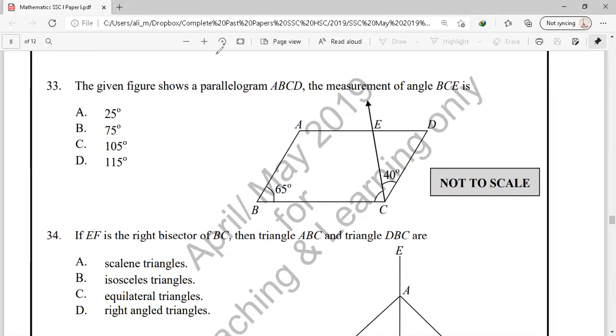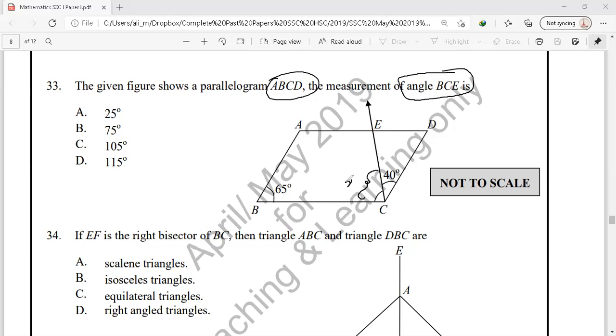So let's see question number 33. What we have in question number 33 is the given figure, which shows a parallelogram ABCD, and we have to find the angle BCE. We have to find this angle here.